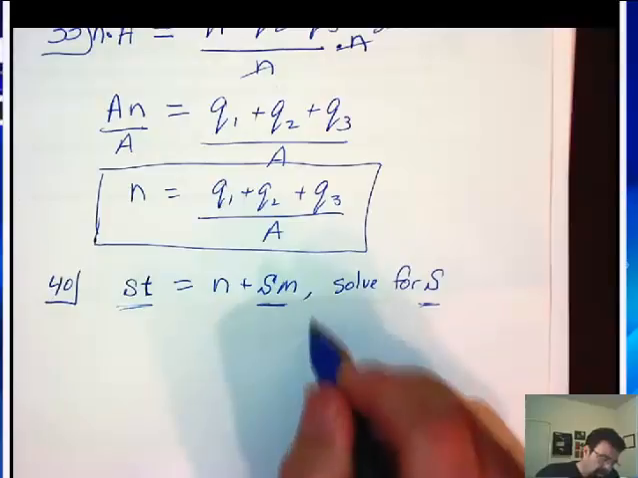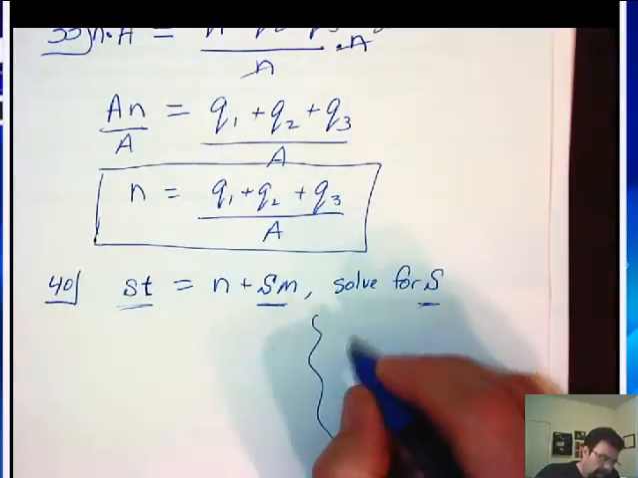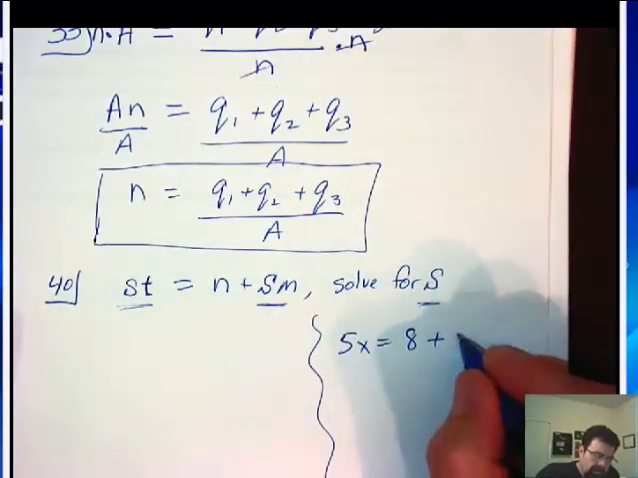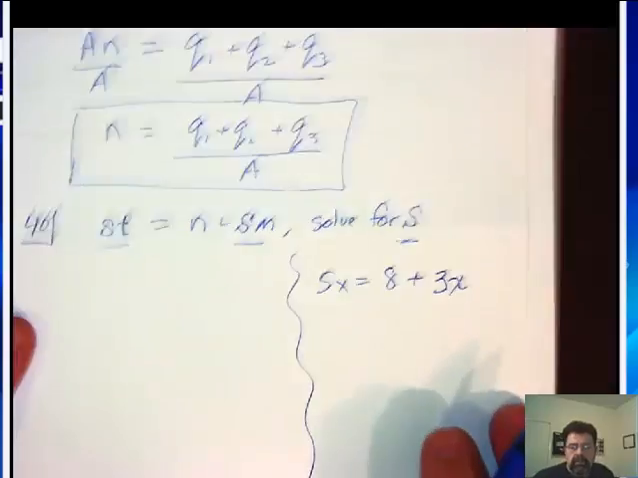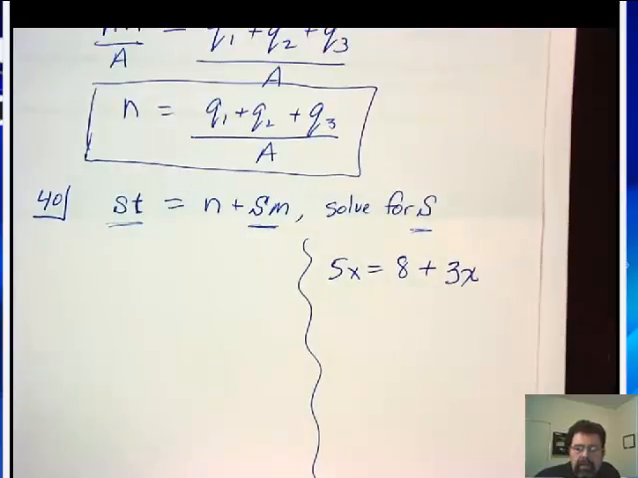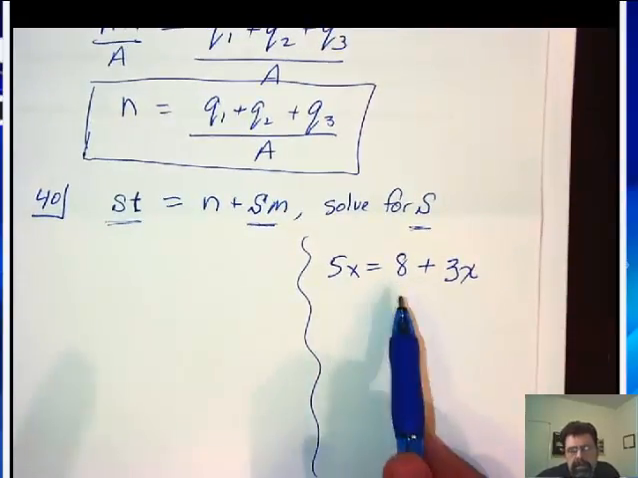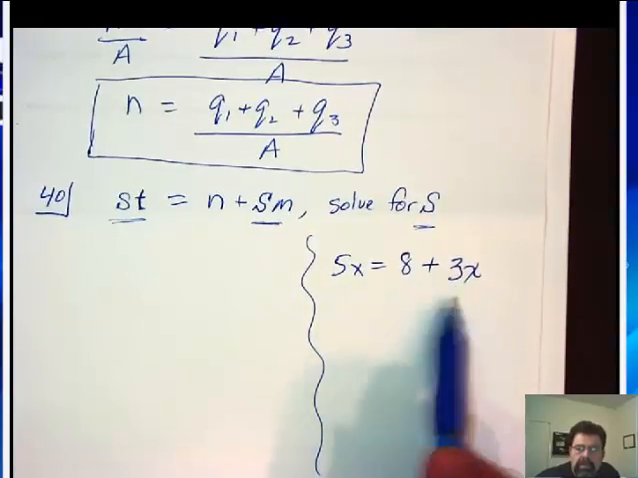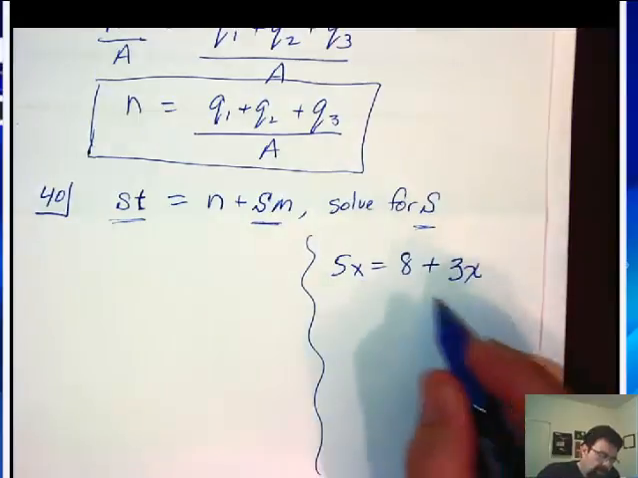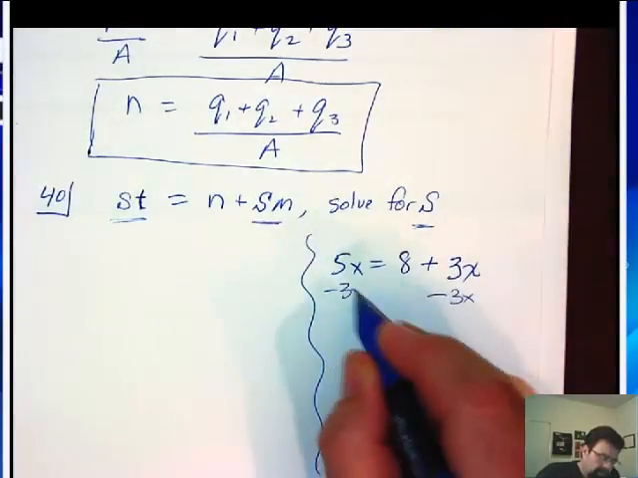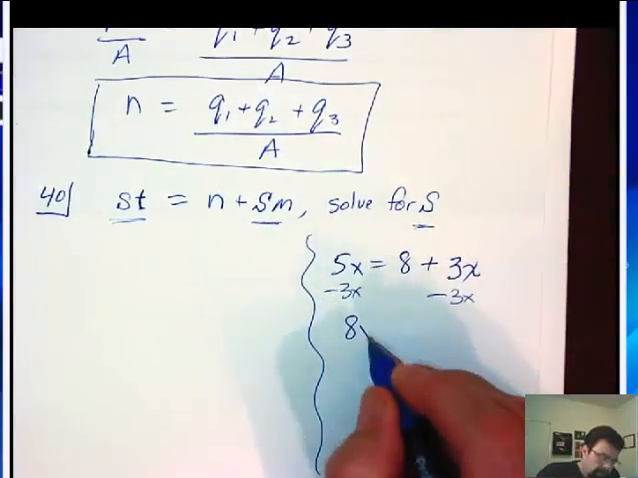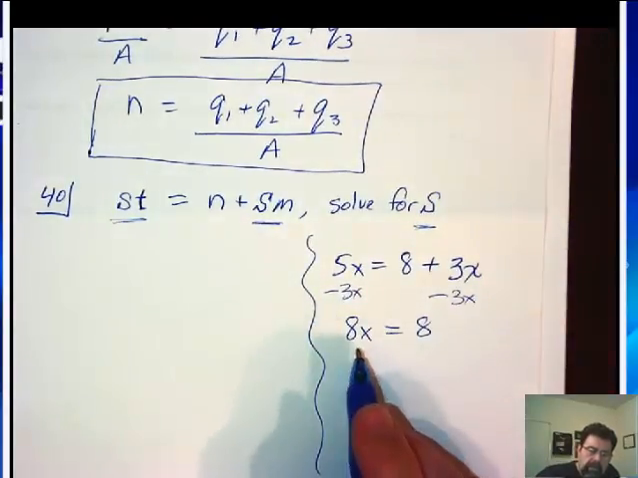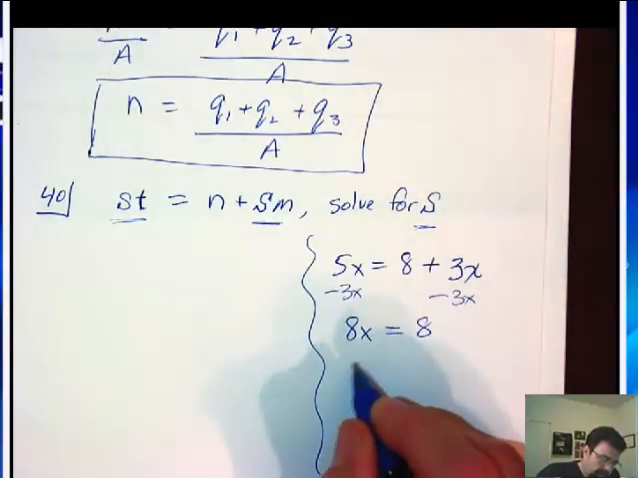So let's just do an alternate problem. So let's say I have 5x equals 8 plus, say, 3x. And I asked you to solve this. And then the idea would be, all right, so your first step, simplify both sides. Okay, it is. And then the next step would be get all the x terms on one side. So you would subtract 3x. And then you're going to divide both sides by 8.